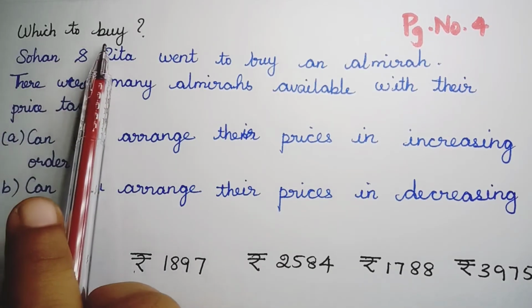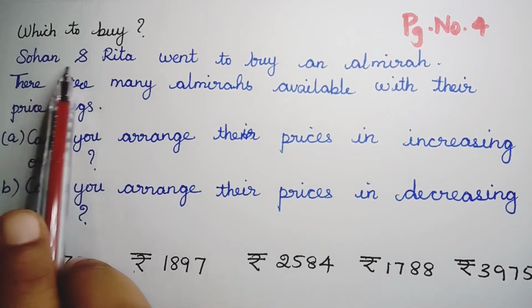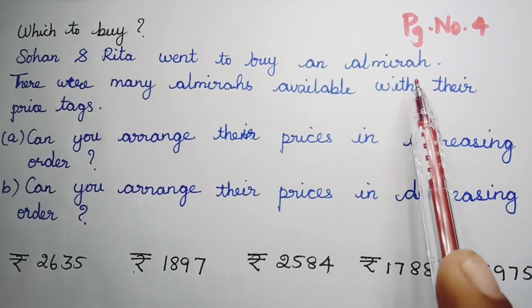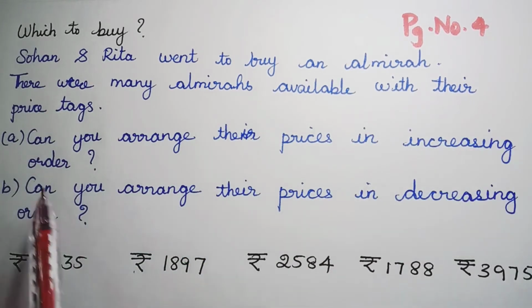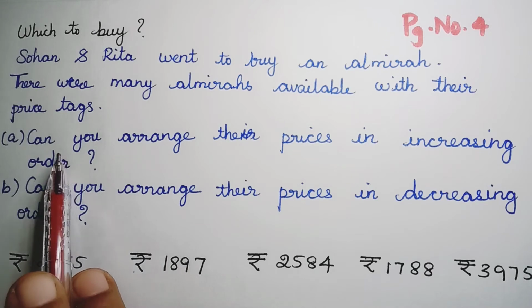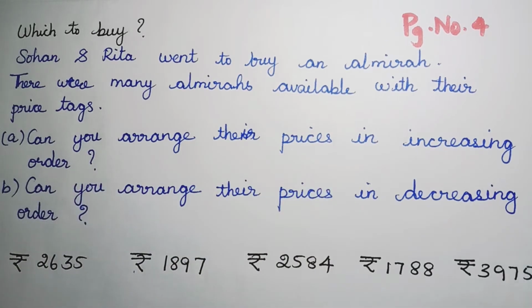Next, which one to buy? Here Sohan and Rita went to buy an almirah. There were many almirahs available with their price tags. Here the following price tags are given for each almirah. Now our task is, can you arrange their prices in increasing order and can you arrange their prices in decreasing order? So nothing, we have to compare all these numbers and arrange in increasing and decreasing order. So how will you compare?